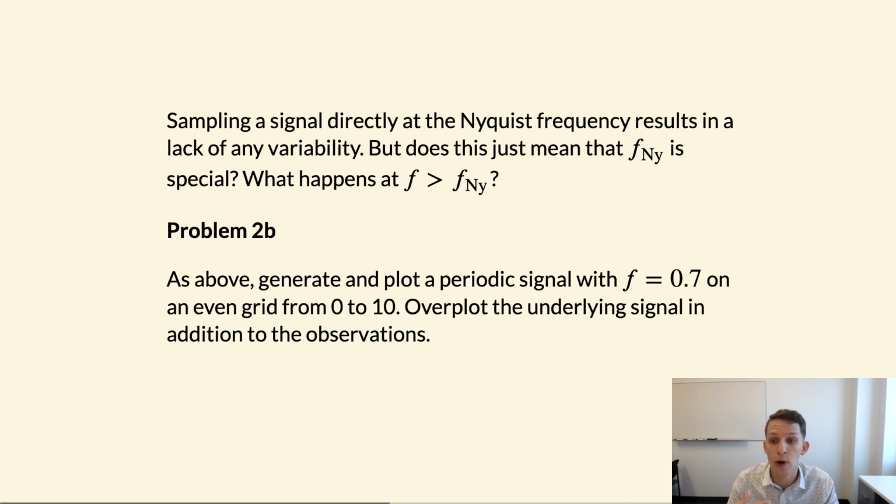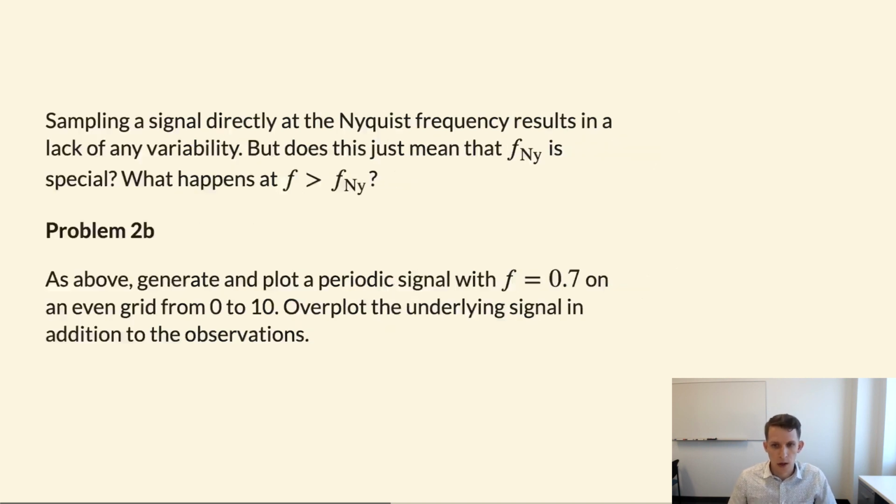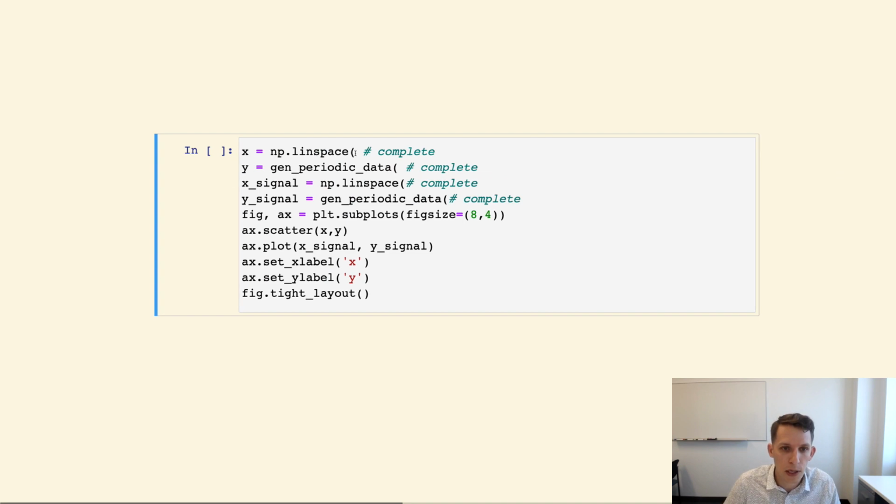But does that mean that just the Nyquist frequency is special? What if the frequency is greater than the Nyquist frequency? So as above, let's generate and plot a periodic signal with a frequency of 0.7 on an even grid from 0 to 10. And let's overplot the underlying signal in addition to the observations. So this is very similar to what we just did. We're just going to have a different period in this case.